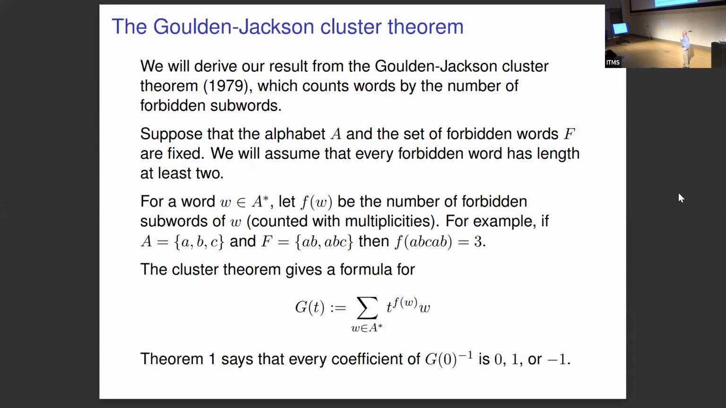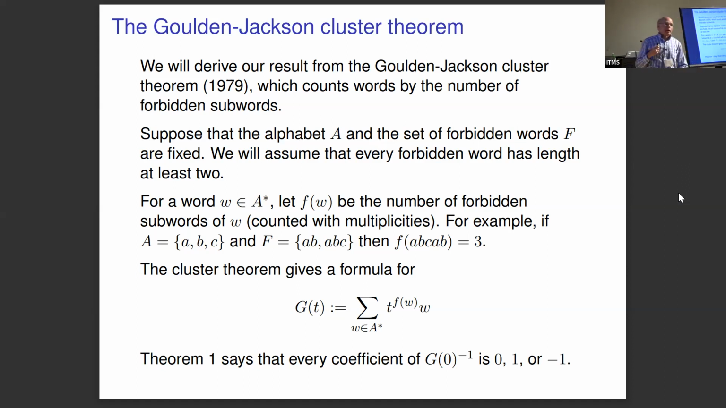Okay, so what the cluster theorem does is it gives a formula for this generating function for all words weighted by the number of forbidden subwords. So we're summing over all words in A star. We multiply each word by T to the number of forbidden subwords. So in a certain sense, the forbidden subwords are totally forbidden because I'm allowing them here. I'm just keeping track of them.